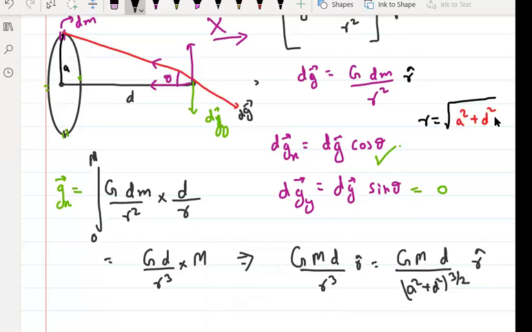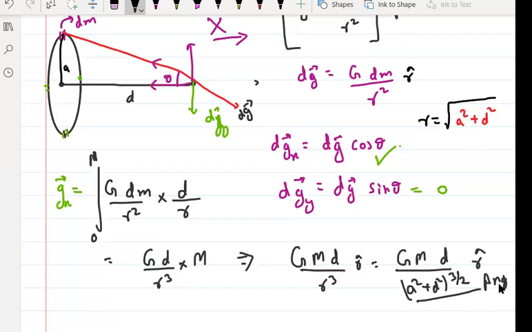Clear, everyone? Which step do I have to repeat? r is root of a square plus d square, so I just substituted that. We will integrate mass dm. Integrating mass throughout the ring will give you total mass, which is capital M. And G d by r cube is a constant, so it will be taken outside. So this will be your answer, and I just put r equal to root of a square plus d square, so I will get this as your answer.